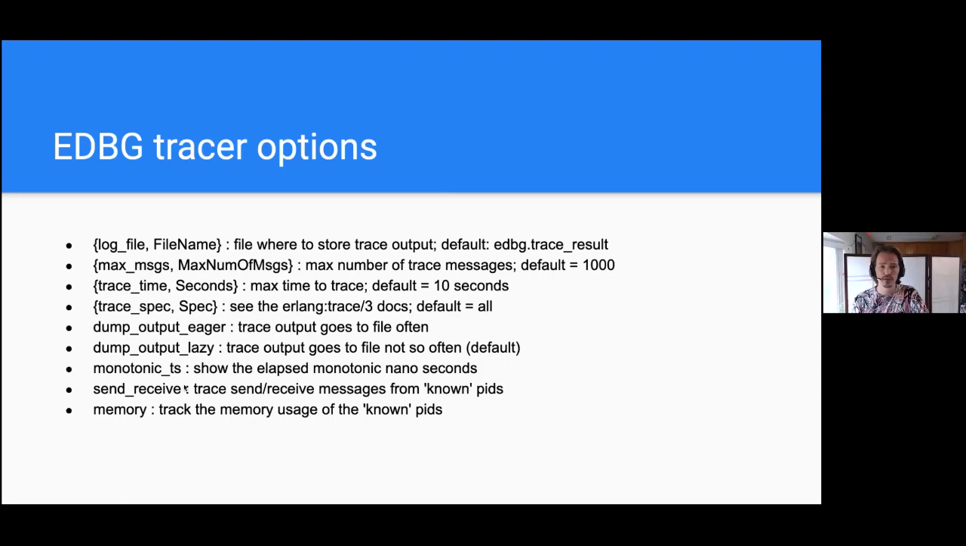I showed you the monotonic and memory options. There's also one for send and receive where you can trace messages from both the process that sent them and the process that received them. And you can only do that for known PIDs. Known PIDs in this context means a PID that has already been part of the tracing, so we don't get swamped with messages coming from other parts of the system that we're not really interested in at this point.